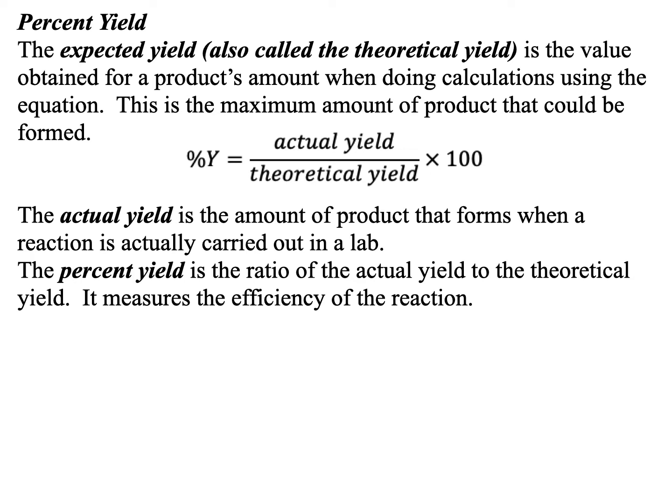The actual yield is the amount of product that forms when a reaction is actually carried out in lab. Rarely do you get 100% yield. There's usually something going on in the lab that would keep you from getting 100% yield. Well, the percent yield is the ratio between what you actually get in the lab versus what you theoretically should get using stoichiometric calculations. This, in essence, measures the efficiency of the reaction. The higher your percent yield, the better your results are.